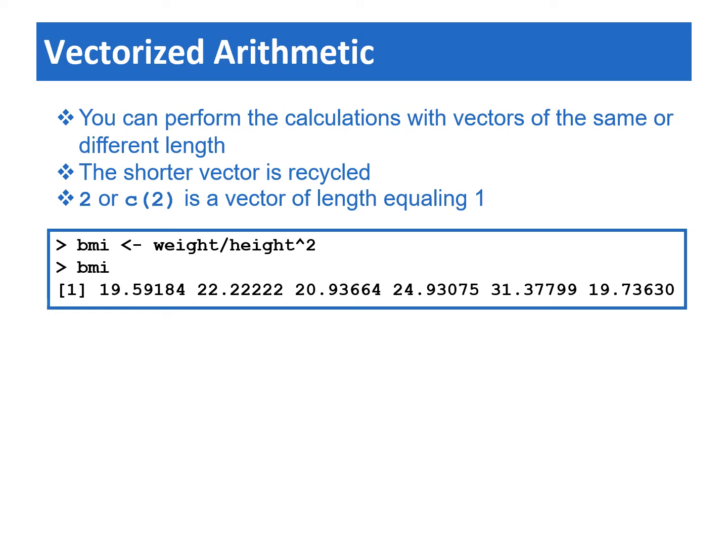The number 2 in the equation is also a vector, but with a length only equaling 1. Since this vector only has one element, it will be recycled against each element of the longer vector during the calculation. Generally, when vectors of different lengths are used for calculation or comparisons, the length of the longer vector is a multiple of the shorter vector.